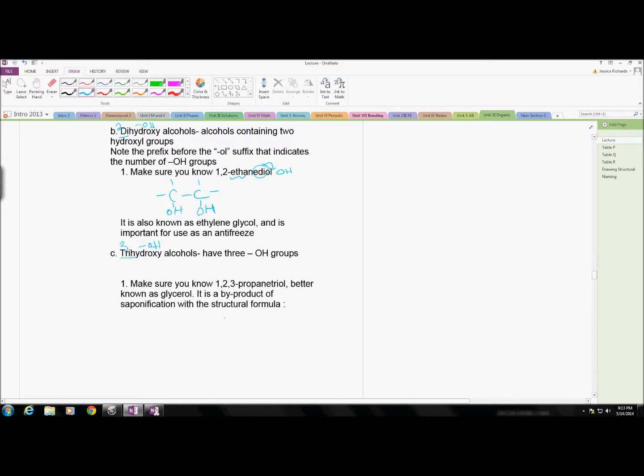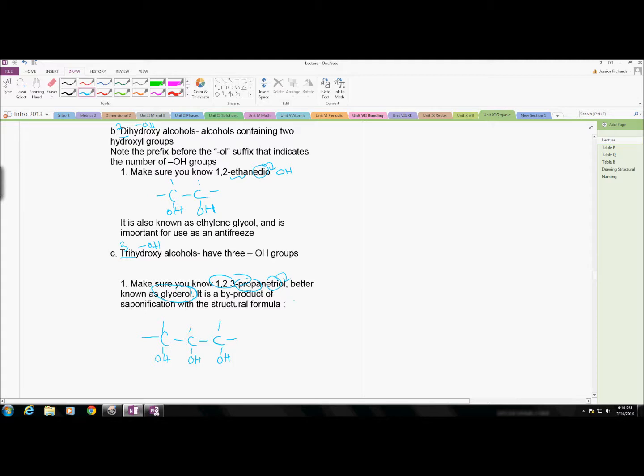Trihydroxy alcohol that you should know is 1,2,3-propane triol. Prop meaning 3 carbons, tri for 3, all for hydroxyl groups. So 3 carbons, 3 hydroxyl groups on carbons 1, 2, 3. It looks like this. This is also called glycerin, glycerol, or glycerine.